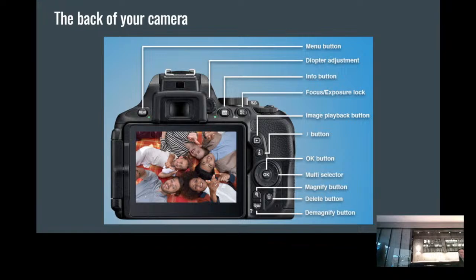If you try zooming in too far, it'll automatically get blurry. There's no way past that. But usually when you hit the magnify button, it'll bring the camera into the appropriate zoom length just to see how crisp everything is. Then you can use the multi-selector and just move around the image, check how crisp it is, and then demagnify to get out of that.